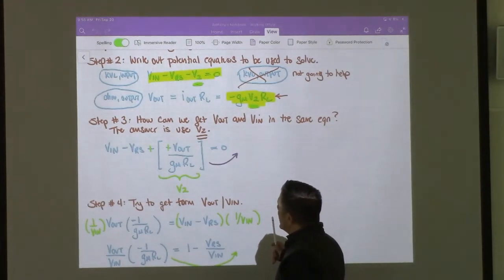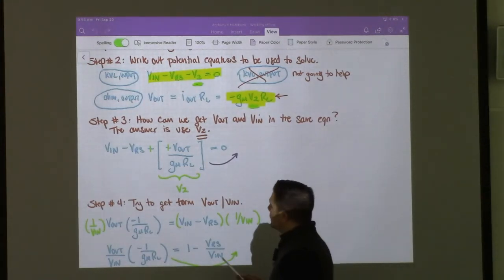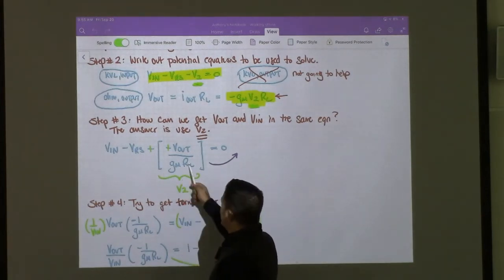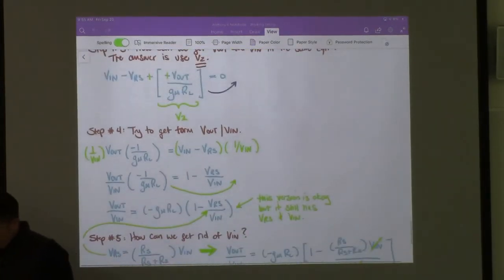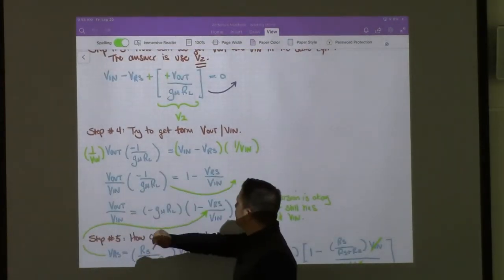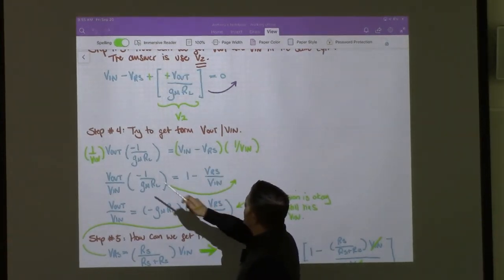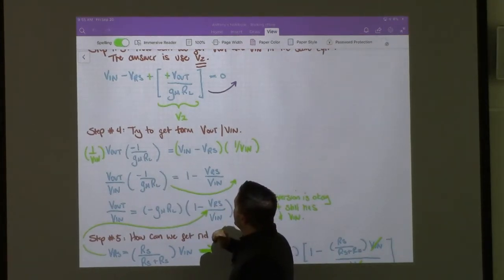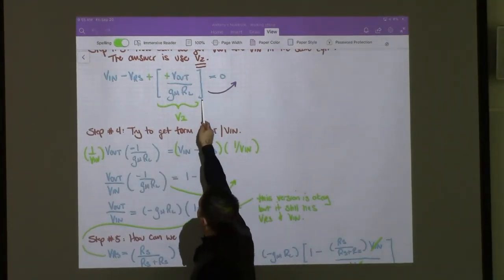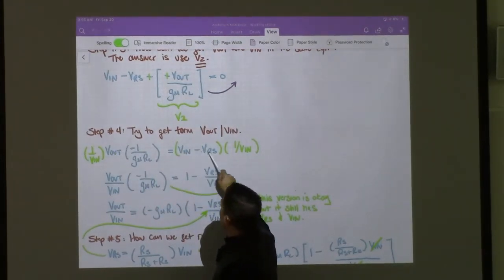All right, so let's try to get it into the form of V out over V in. So what we'll do is we'll move this over to the other side. That gives us what we see here. We end up with V out equals V in minus VRS. Or sorry, V out over... yes, I took this whole term and moved it to the other side. So V out times negative 1 over GMRL equals V in minus VRS.